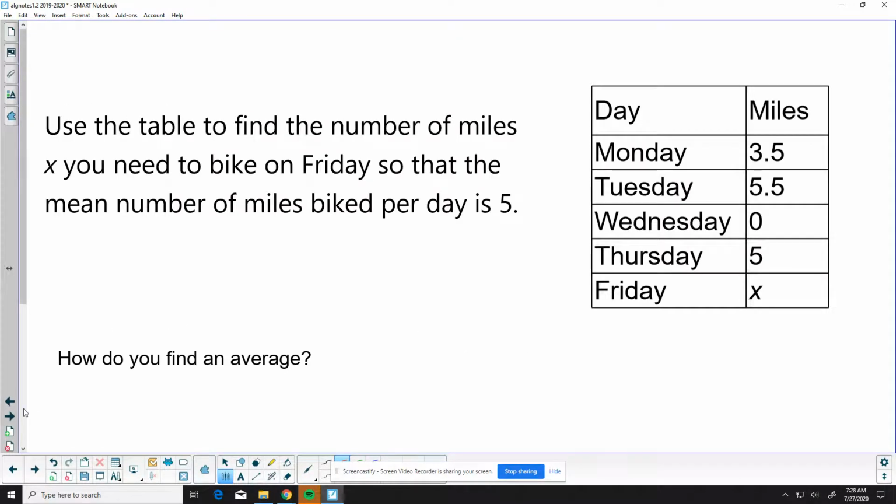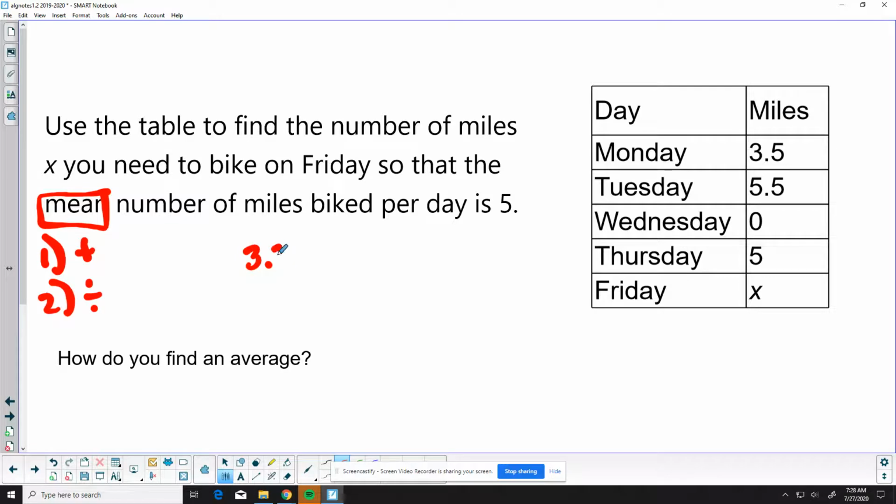Let's go ahead and do this story problem. It says, use the table to find the number of miles x you need to bike on Friday so that the mean number of miles biked per day is 5. Remember, when you find the mean, you add them all up for step 1, and then you divide by how many there are for step 2. If I knew the number for Friday, I would add them all up and divide by 5. Well, I don't know the number, but I can still set this up.